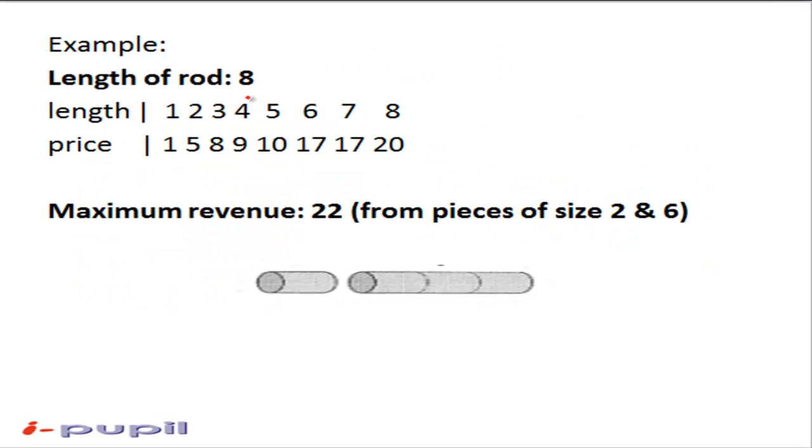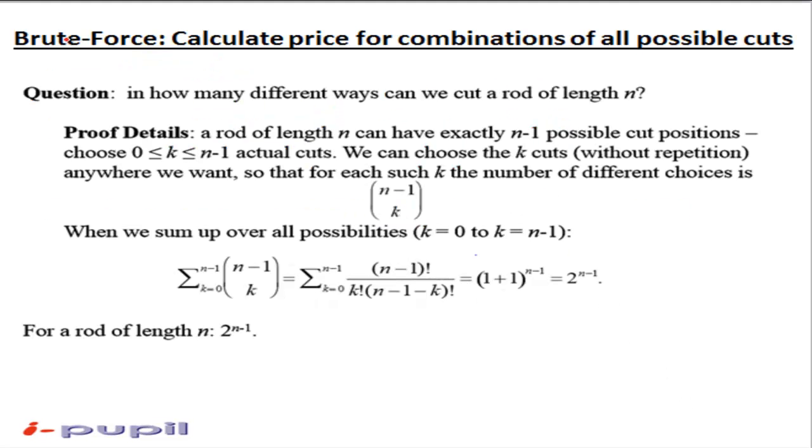For example, consider a rod of length 8. Its different cut lengths and their respective prices are tabulated here. The maximum revenue that can be generated is 22. This is generated by selling the pieces of length 2 and 6 with their total price summing up to 22, as 5 plus 17 is equal to 22.